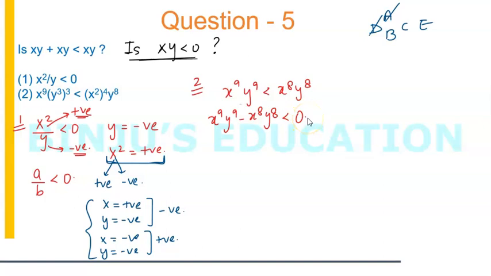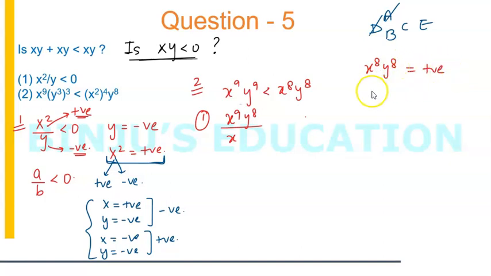Or we could have done one more thing in this case. What we could have done is divide both sides by x to the power 8 and y to the power 8. The reason is that x to the power 8 into y to the power 8, either it will be 0 or it will be positive. Because the powers are even, either this will be positive or this will be 0.